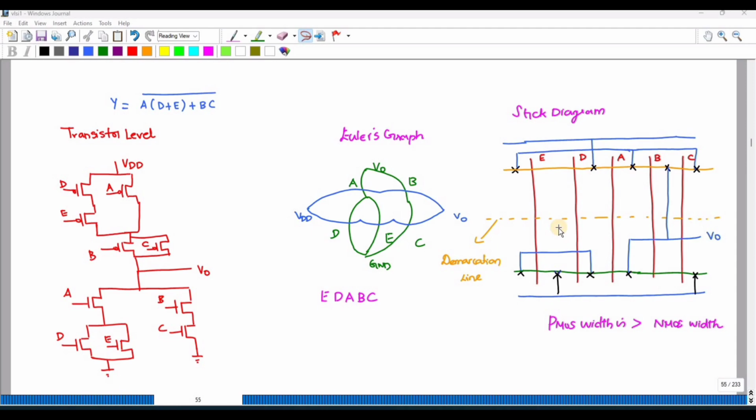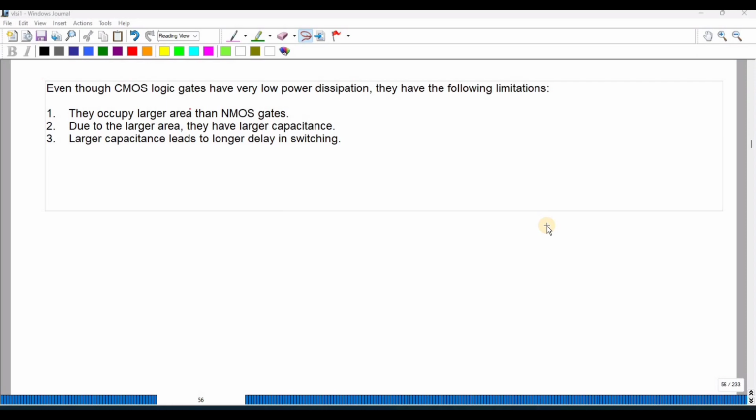So let us discuss what are the disadvantages of CMOS. CMOS, you know the advantage, it is having very low power dissipation, but the disadvantage is that it occupies a very large area compared to the NMOS. Okay, because in CMOS you have NMOS and PMOS, and because of this larger area you have larger capacitance, and this larger capacitance will lead to a longer delay in switching.